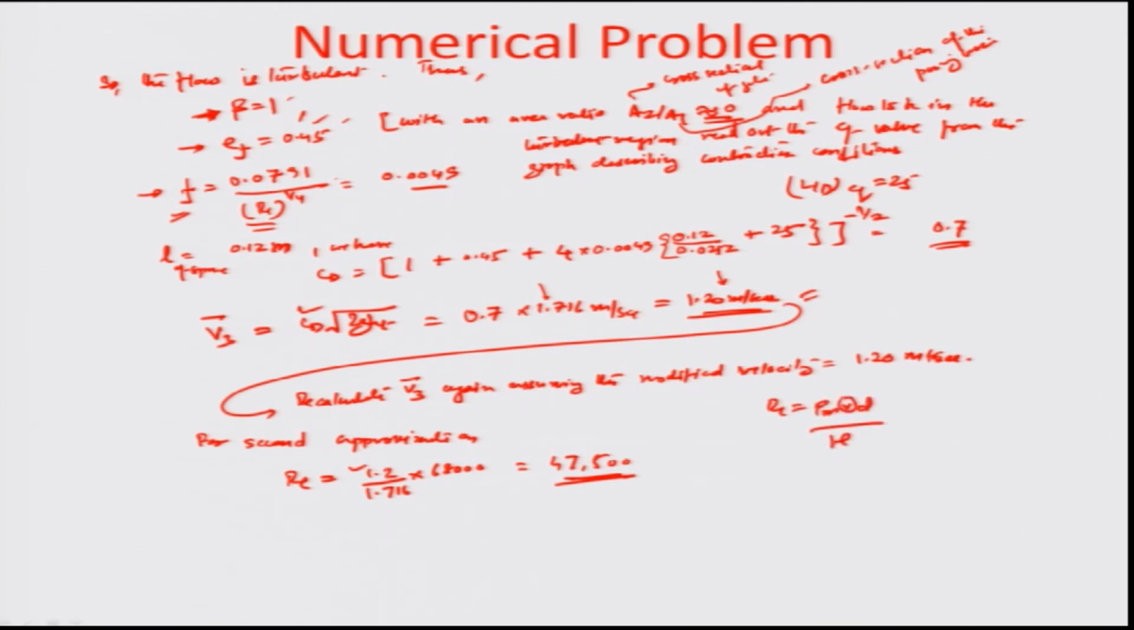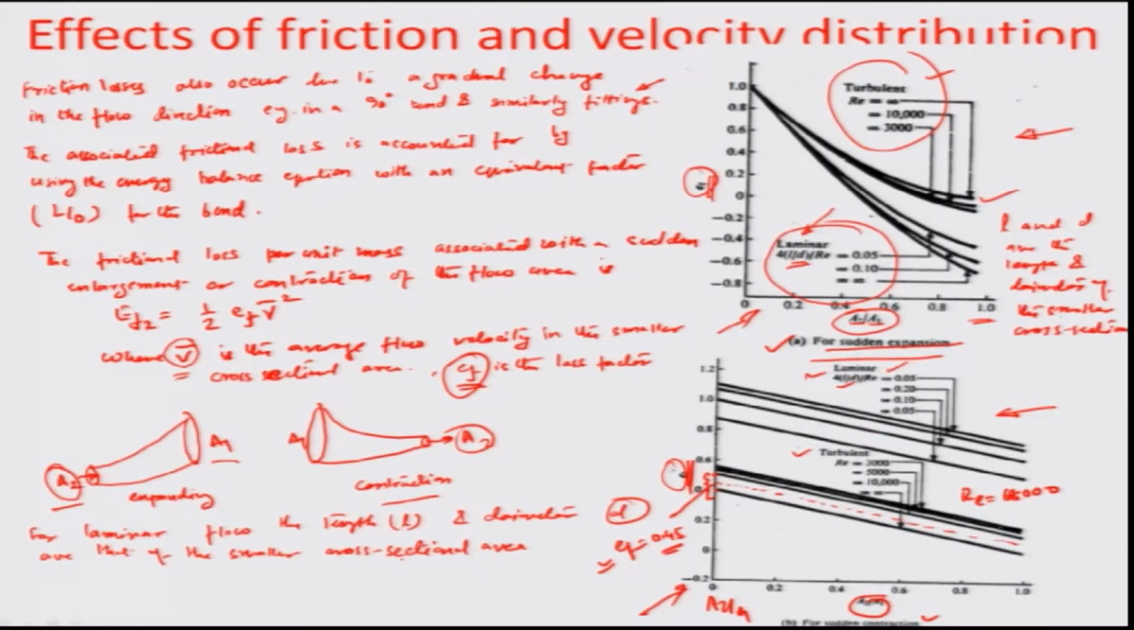So, this V is changing from 1.716 to 1.2. This is the new Reynolds number value, and for this new Reynolds number value, if we look at the graph again, the regime is turbulent. So, the beta happens to be 1, and the EF value shows, in this particular case, slight improvement or slight change. So, let us go back to that graph again and try to understand what the EF value is.